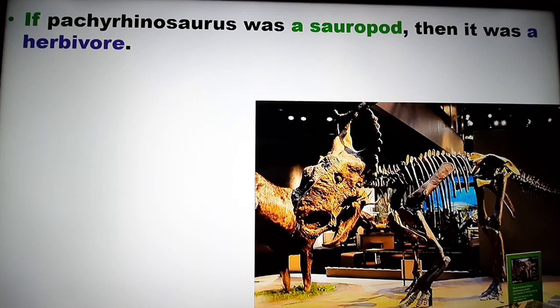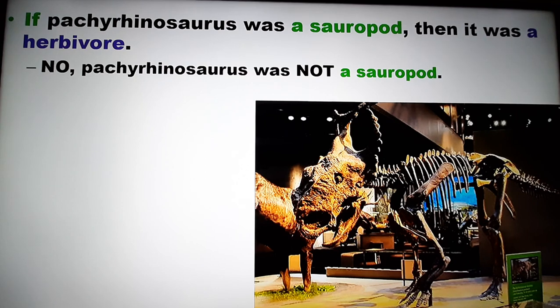Another example, if Pachyrhinosaurus, our hard-nosed friend, was a sauropod, then it was a herbivore. Remember, all sauropods were herbivores, so this is true. If Pachyrhinosaurus was a sauropod, then it was a herbivore. Well, no, Pachyrhinosaurus was not a sauropod. How do you know that?